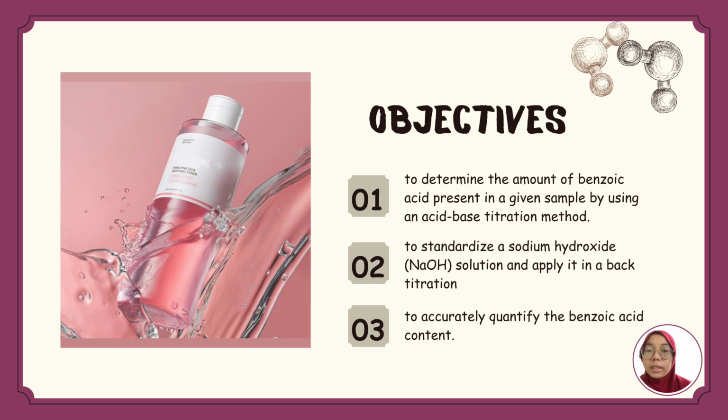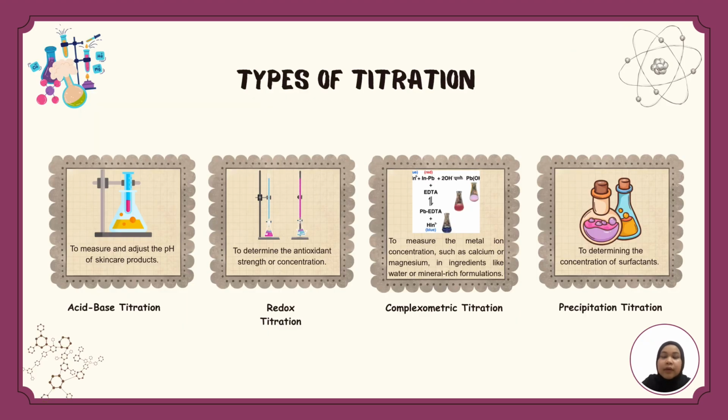Next, let's move on to the objectives of our research. There are three important objectives that we found. The first one is we aim to determine the amount of benzoic acid present in a given sample by using an acid-base titration method. The second one is we aim to standardize a sodium hydroxide NaOH solution and apply it in a back titration. And last but not least, we aim to accurately quantify the benzoic acid content in our skincare product.